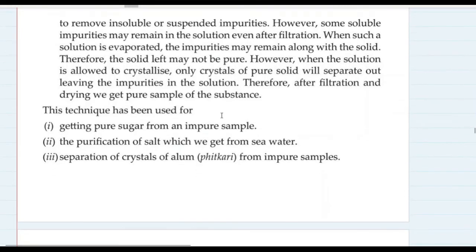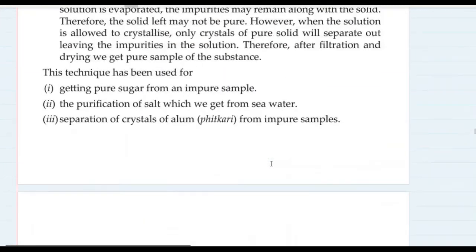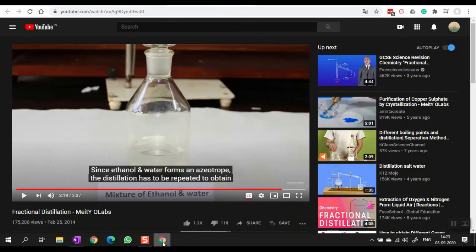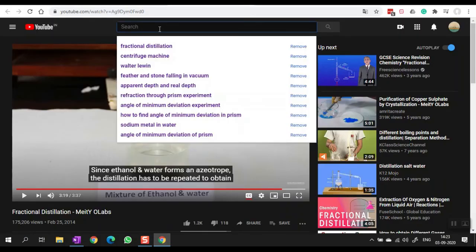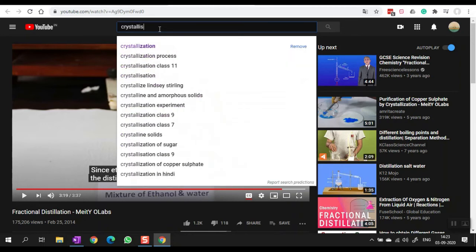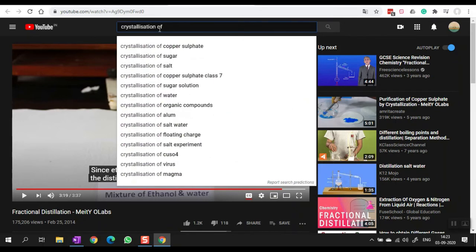So this technique has been used for getting pure sugar from an impure sample, the purification of salt which we get from seawater, and separation of crystals of alum from impure samples. Okay, so let's see a video of crystallization which will make our concept more clear. Crystallization of copper sulfate.